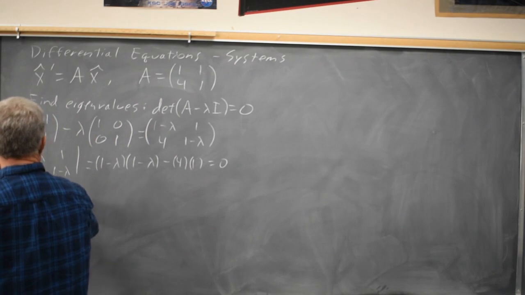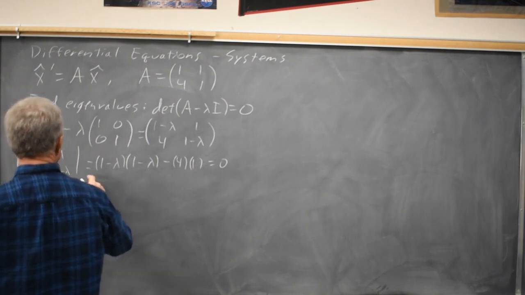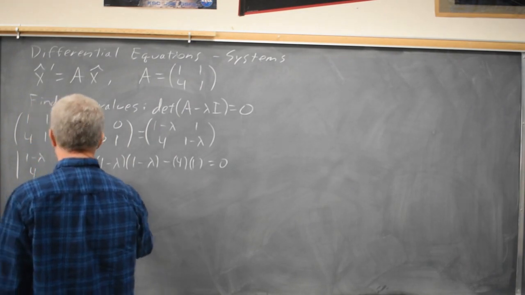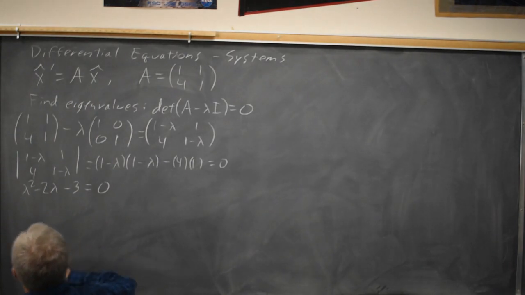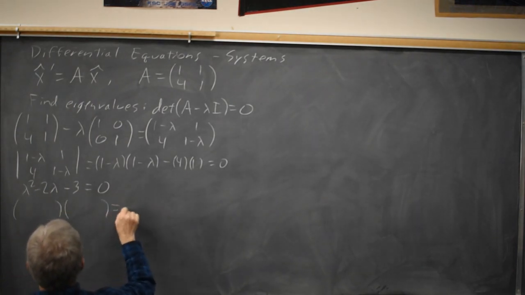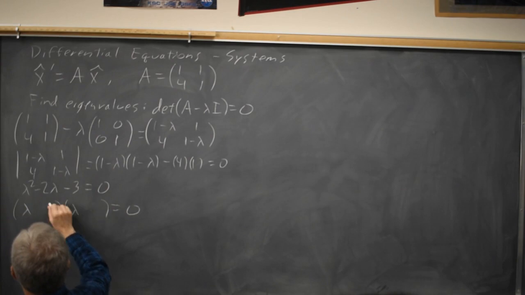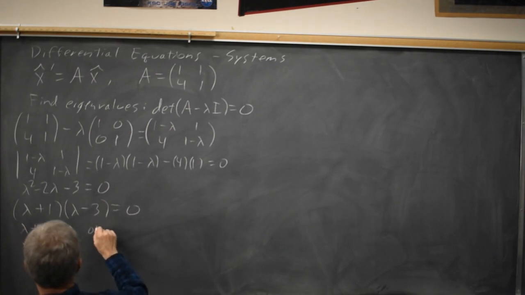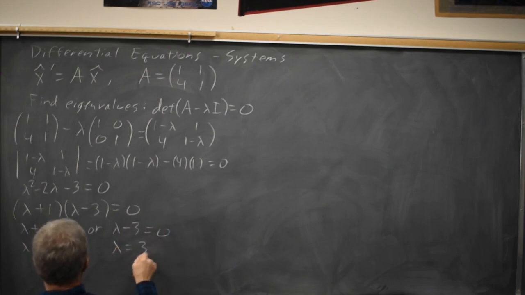FOIL gives me lambda squared minus 2 lambda plus 1 minus 4, which is minus 3, equals 0. Factoring: lambda and lambda, 1 and 3. The 3 is negative and the 1 is positive. This product equals 0, so either the first factor equals 0, lambda equals negative 1, or the second factor equals 0, so lambda equals positive 3. I'm going to call these lambda 1 and lambda 2.